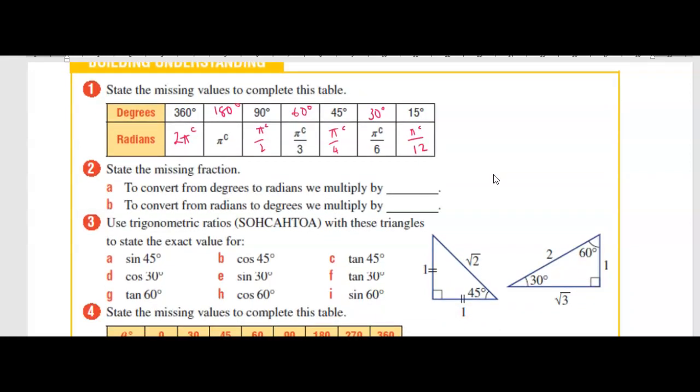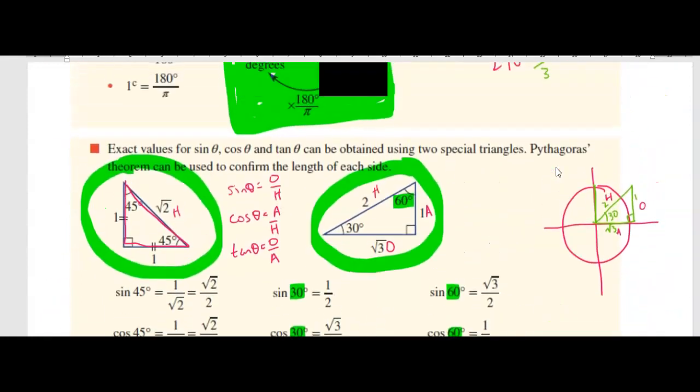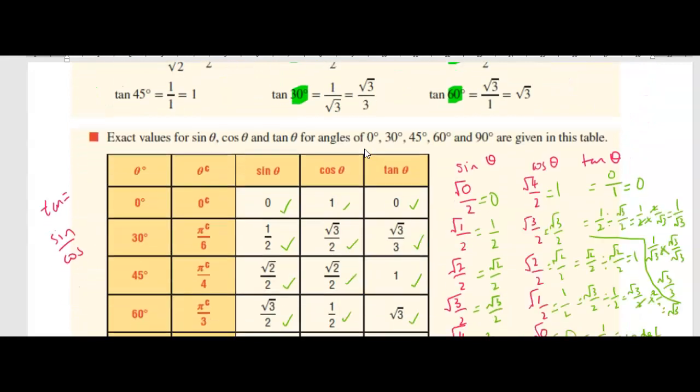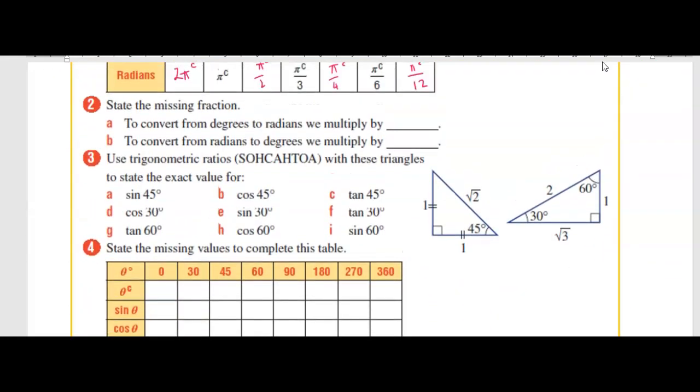Okay, state the missing fraction. So to convert from degrees to radians, we multiply by, so let's go back to where I highlighted all in green. Degrees to radians, we multiply by pi on 180. And then to convert from radians to degrees, we just do the opposite, so 180 over pi. So you can use that to complete the table above.